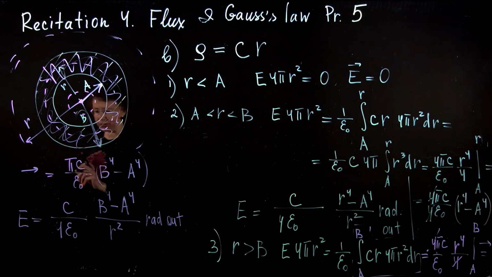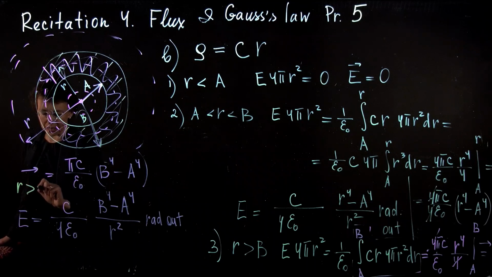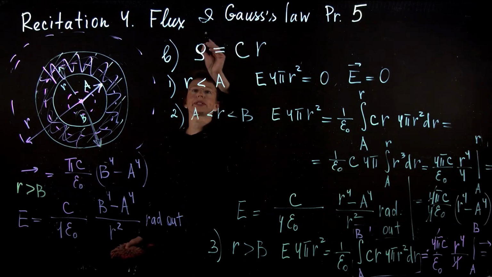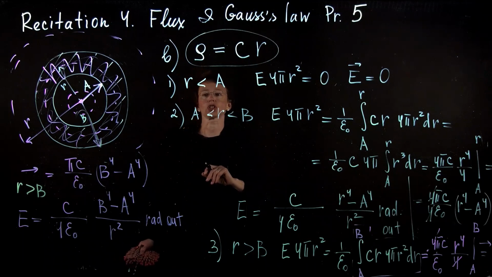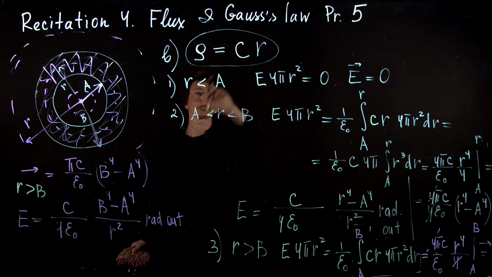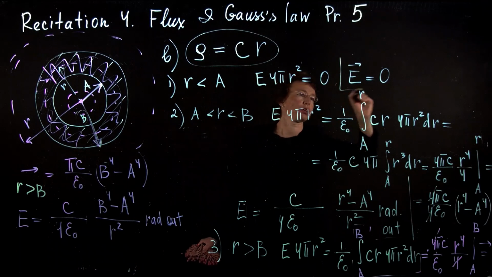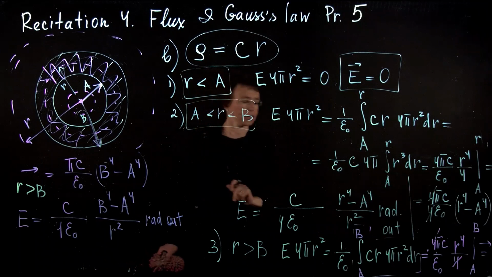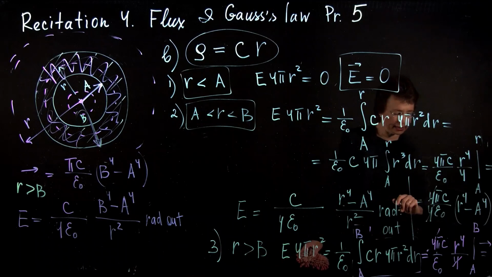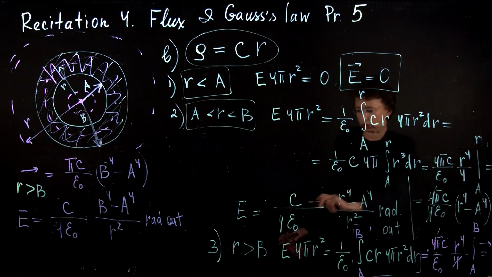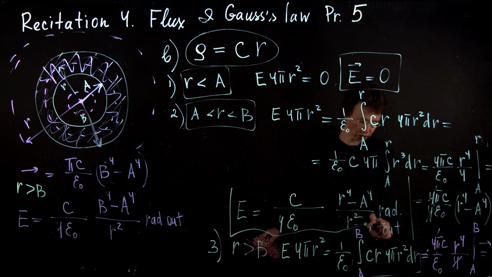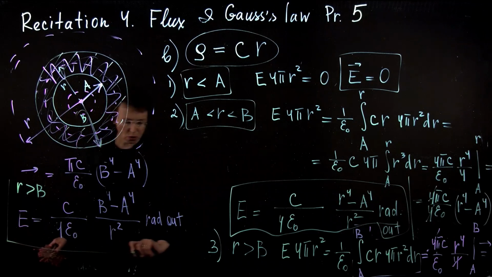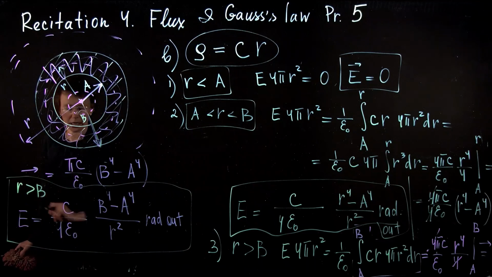I remind you that this region was R greater than B, so we found the electric field everywhere for this distribution of charge. Charge per unit volume was given. We found the electric field for R less than A. We found the electric field for R greater than A and less than B. So our electric field for this region is right here. And we found the electric field for R greater than B. Problem solved.